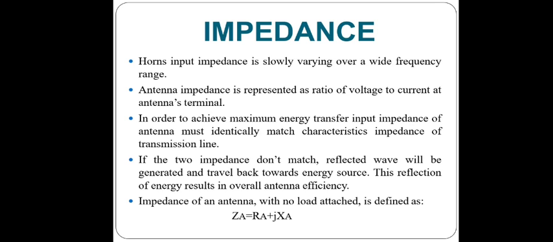At the terminals, the input side gives the input impedance, and if we consider the output side, the output impedance. In order to achieve maximum energy transfer, the input impedance of the antenna must match the characteristic impedance of the transmission line. Generally the input impedance of the line is taken as equivalent to the characteristic impedance, so the line will be matched and maximum power will be transferred. If the two impedances don't match, reflected waves will be generated and travel back towards the energy source. That means if the load impedance is not equal to the generator impedance or the characteristic impedance, then what happens?